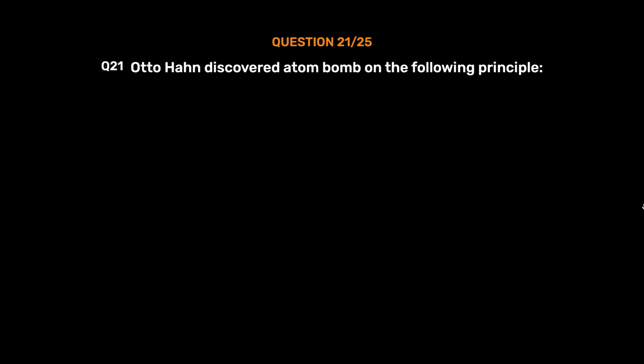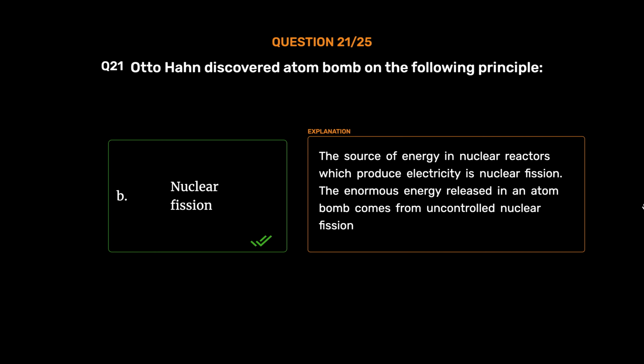Nuclear fission. The source of energy in nuclear reactors which produce electricity is nuclear fission. The enormous energy released in an atom bomb comes from uncontrolled nuclear fission.